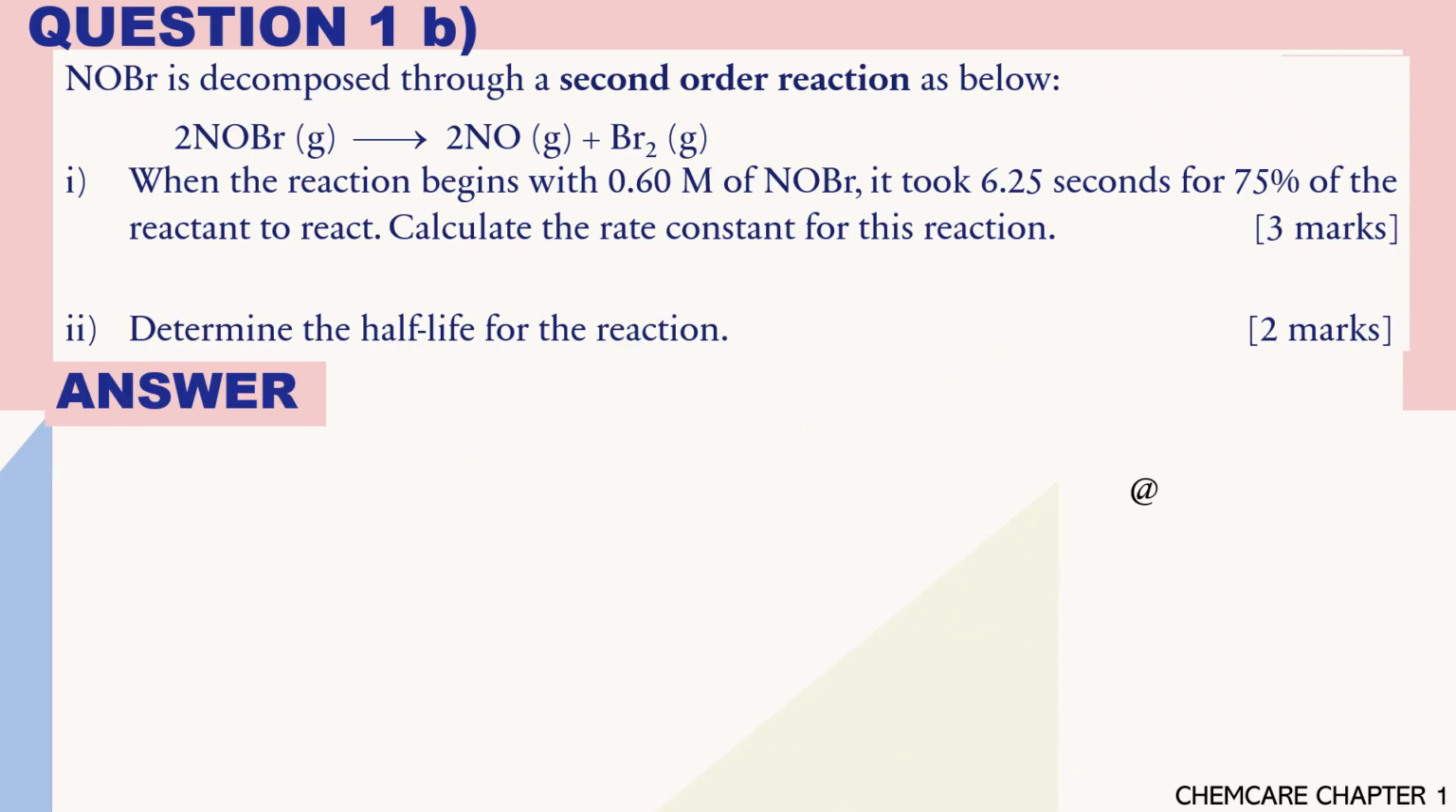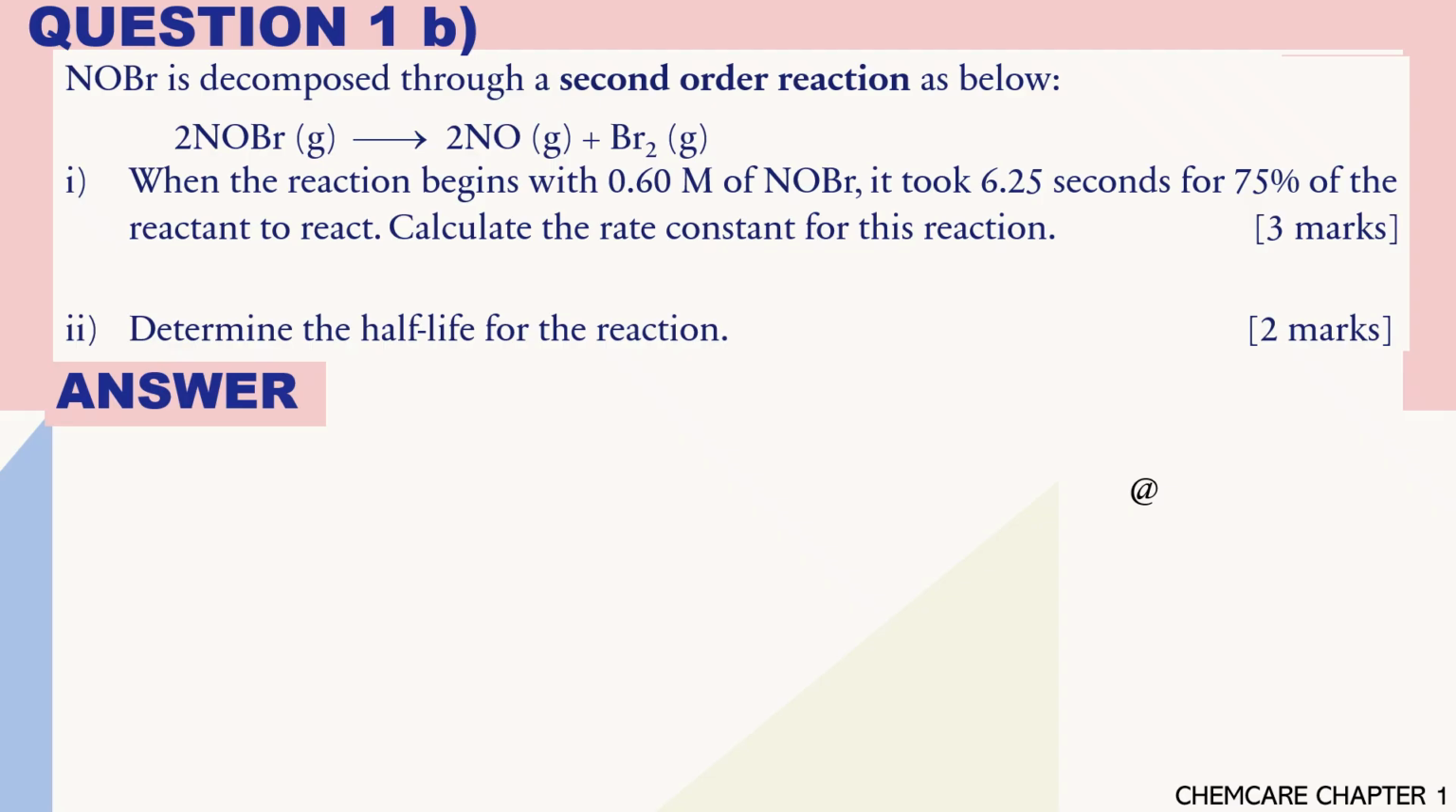Next we go to question number 1b. NOBr is decomposed through a second order reaction as below. 2 mole NOBr produce 2 mole NO and 1 mole Br2. Question 1. When the reaction begins with 0.6 molar of NOBr, it took 6.25 seconds for 75% of the reactant to react. Calculate the rate constant for this reaction. 3 marks. And then number 2, determine the half-life for the reaction. 2 marks.